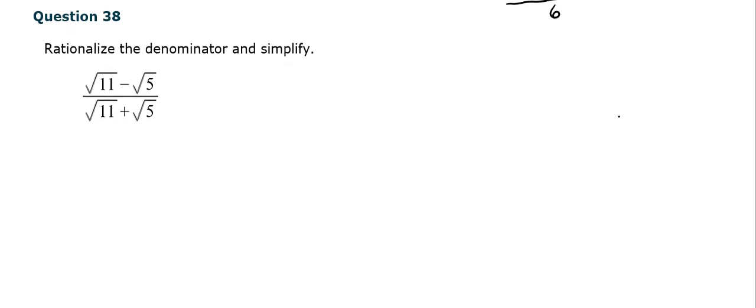Let's look at another one. Here we're asked to rationalize the denominator and simplify. We have the square root of 11 minus the square root of 5 in the numerator. And in the denominator, we have the square root of 11 plus the square root of 5. So I'm going to put these in parentheses. And since I'm rationalizing the denominator, I'm going to multiply by the conjugate. So remember, all I'm going to do is just change the sign. And what I do to the denominator, I do to the numerator as well.